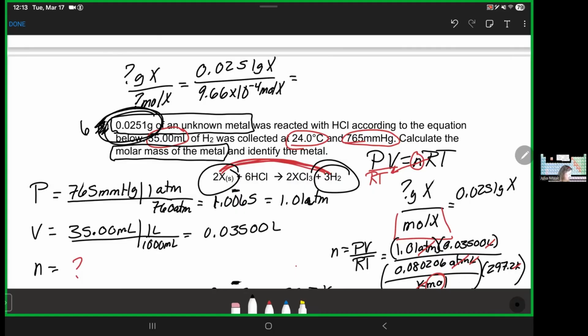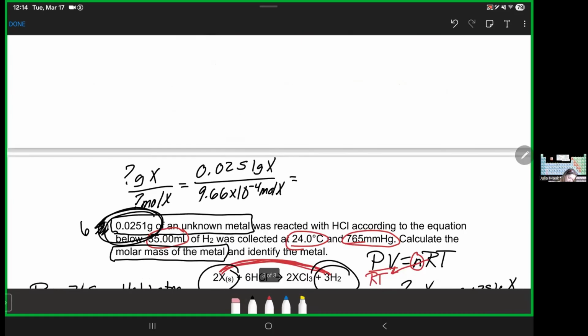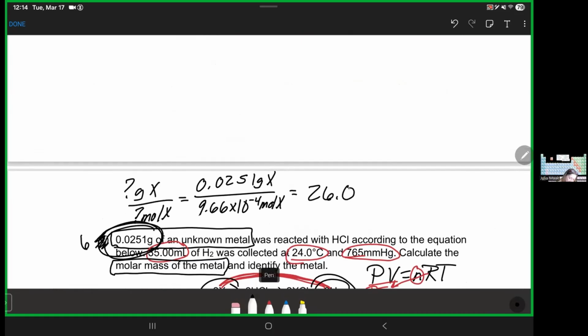I don't seem to have my final answer here. Okay, let me just calculate that real quick. 0.001449 times 2 divided by 3. Oh, that is my final answer. Okay, that's right. Okay, 26.0. So when I do that math, I get 26.0 grams of X per mole of X.